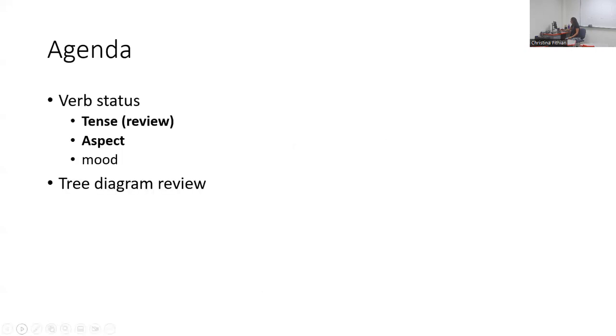Okay, so today we're just going to very quickly review verb tense, and we're going to introduce aspect. And I'm going to do a few of the tree diagrams that were on the homework from this past week, just so we can get cemented in adding in tense and aspect into our verb status.